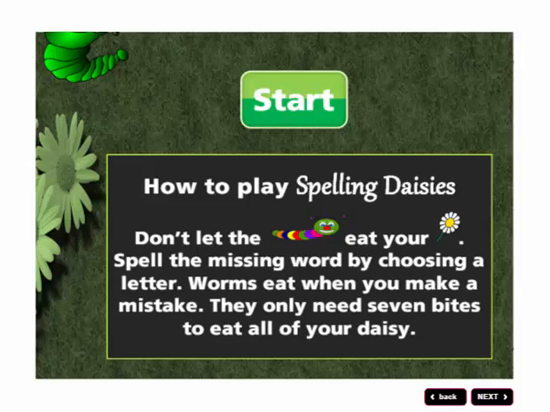The goal of the gameplay is to collect daisies by completing the spelling of a word. Inversely, the player tries to avoid suffering worm bites incurred when the wrong letters are chosen. Too many wrong attempts result in the loss of the daisy.